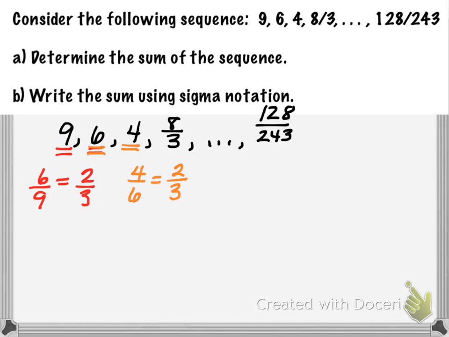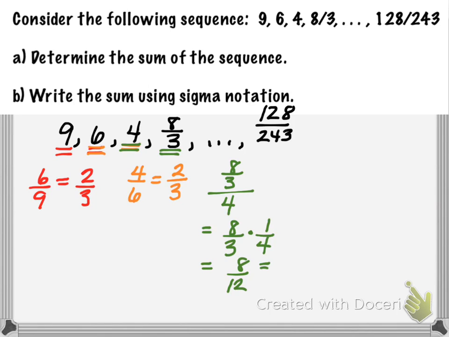But we'll check the next two consecutive terms: 8/3 divided by the previous term, which is 4. So that's 8/3 divided by 4. Remember, that's really 8/3 times the reciprocal, 1/4, which is 8/12, which when you simplify gives you indeed 2/3. So this tells us two things. We know that this is a geometric sequence, and we know that the r value, the common ratio, is 2/3.